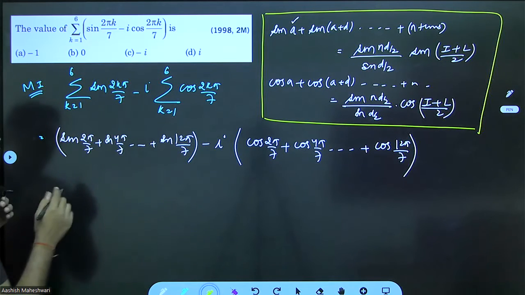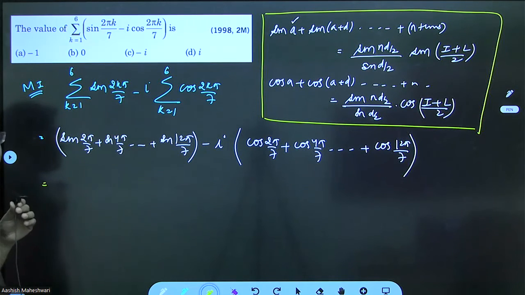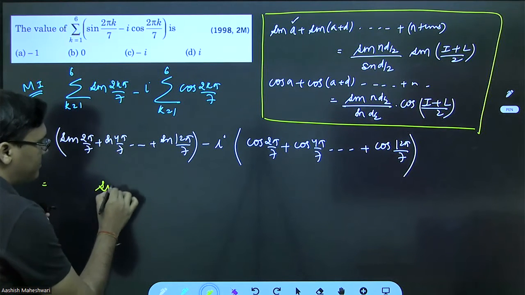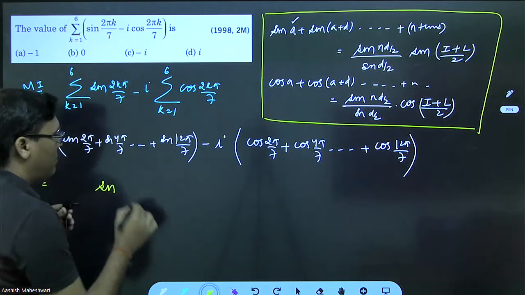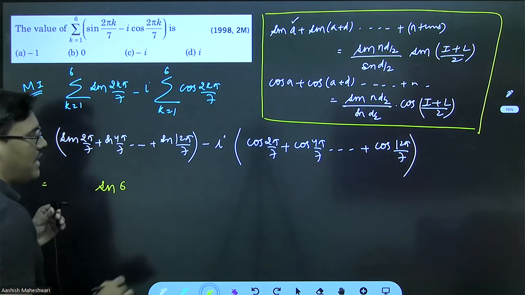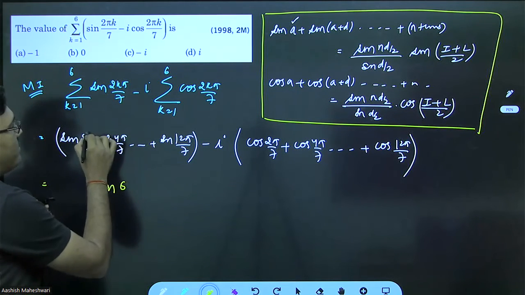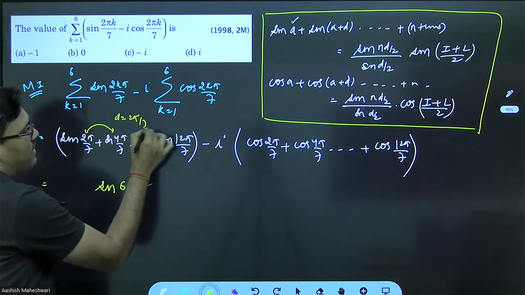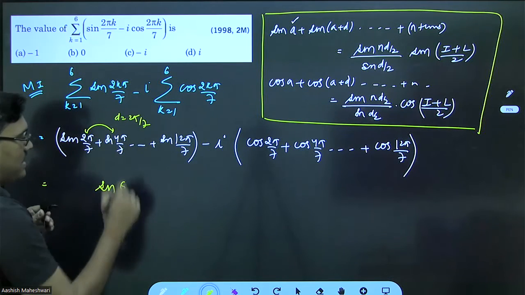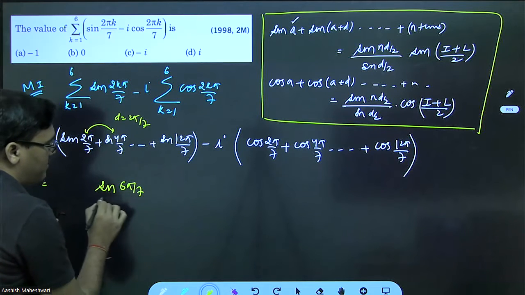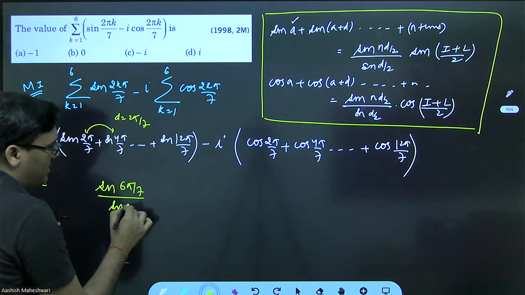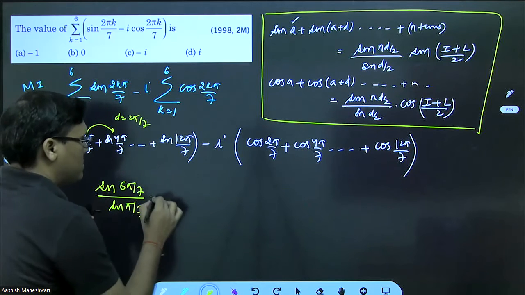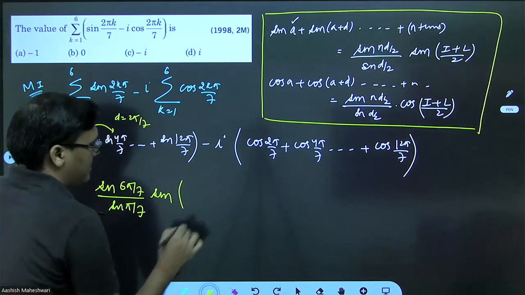So now, how can I use this? You can see all the angles are in AP here. This is sine n, where n is the number of terms. So how many terms do we have? 6 terms. N into difference by 2. What is the difference of angle? D is 2 pi by 7, divided by 2, that is pi by 7. So this is sine n into difference by 2 upon sine of difference by 2, the common difference of angles, into sine of first angle plus last angle.